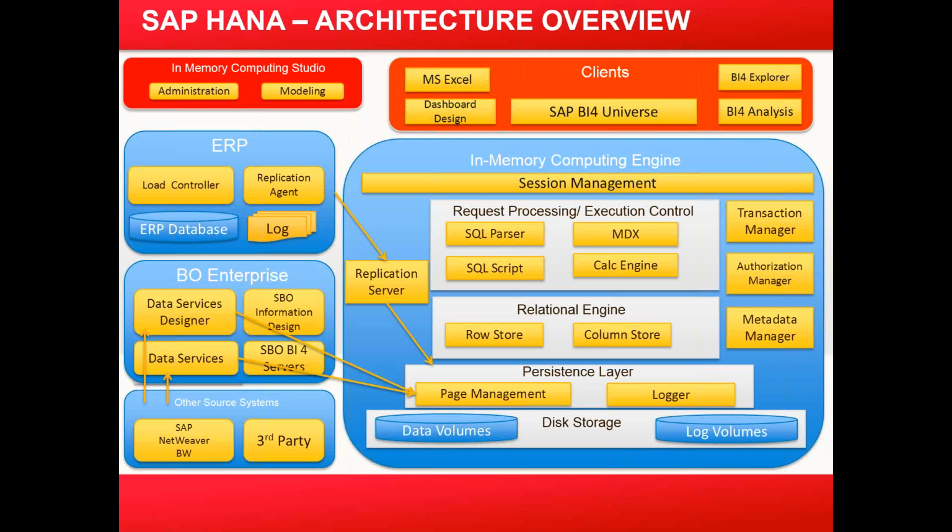So all the data finally gets stored into a disk storage, which is classified into two areas within the disk. One is the data volume, which stores the actual data, the raw data that we use for computation, and the log volumes, which always store the different changes that are happening within the database system. So every time you make a change, this is similar to the concept of redo logs in Oracle, if you're familiar with the architecture of Oracle.